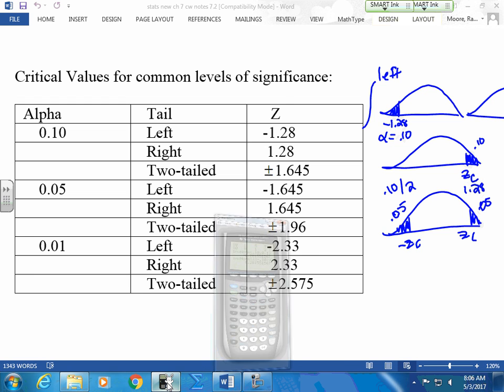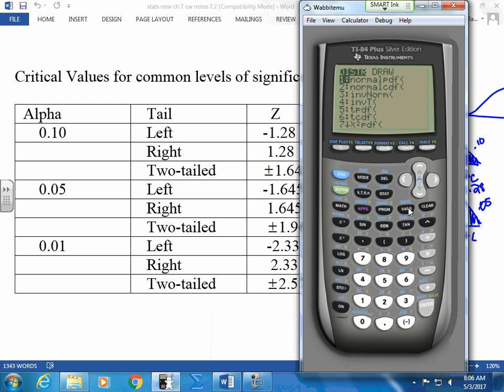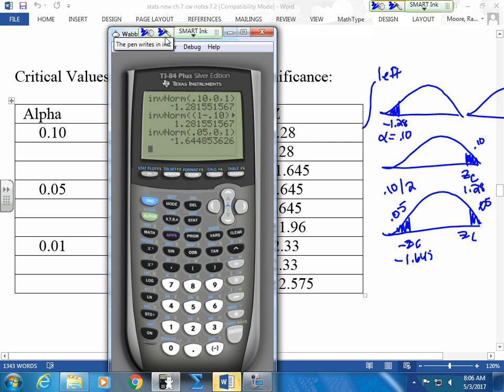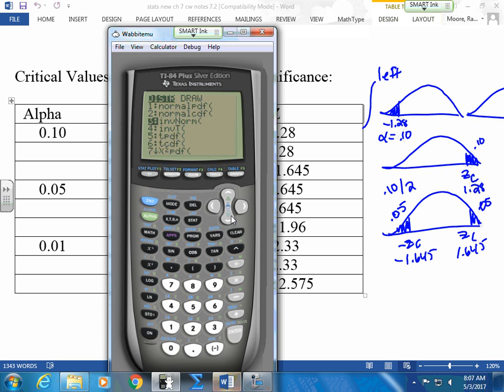I have two ways to do this. I could go to my inverse norm, and I could just say 0.05 and paste. And I get my negative 1.645. Now my negative 1.645, if this is negative 1.645, this is positive 1.645. If you don't want to divide it yourself, just don't do the 1 minus, because this is already the 1 minus. Just come in here and say 0.10 divided by 2. Let the calculator do the division. And it will still give you your negative 1.645.